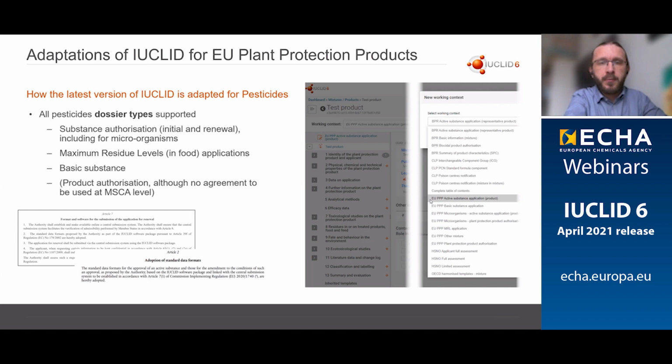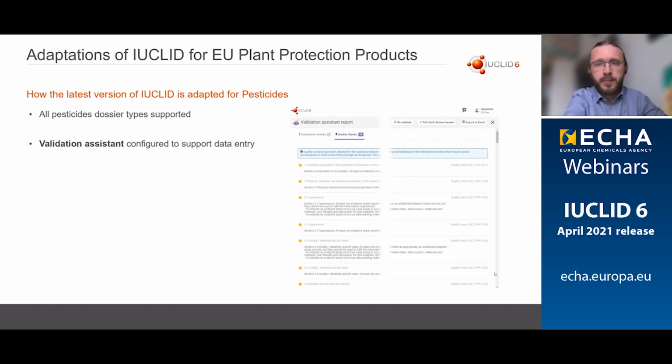We have also dossier type for preparing applications for maximum residue levels in food. We have also a dossier type for basic substances used as pesticides. You will see also that product authorization have their dossier types, although there is no agreement to be used at member states' competent authorities level. For the other dossier types, some related regulations have been updated to emphasize the need to use Euclid when preparing dossiers in this context.